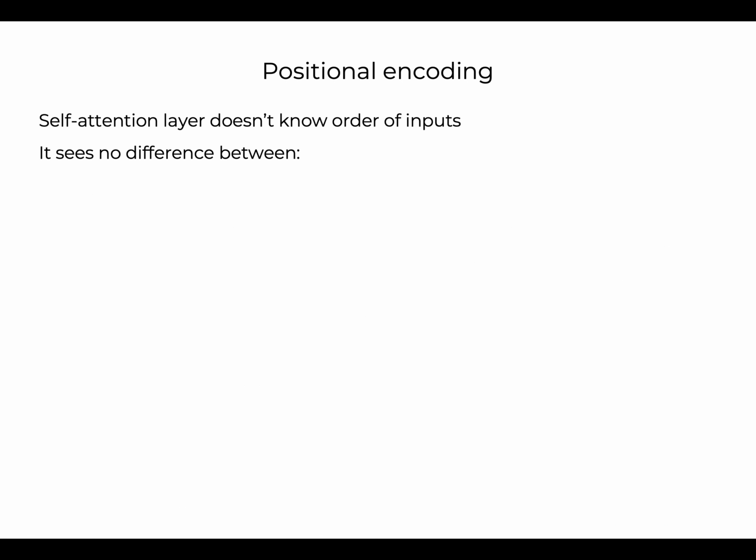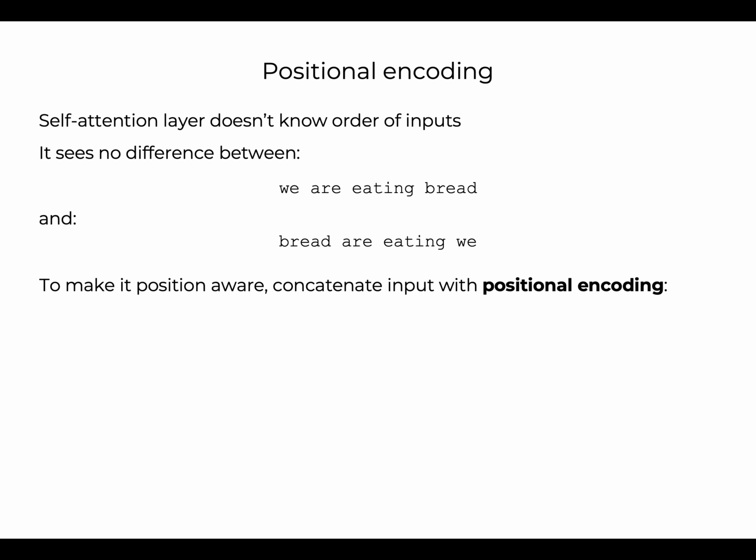So we've just said that the self-attention layer doesn't know the order of its inputs. Now this could be a problem because it would see no difference between, for example, the input sequence "we are eating bread" and "bread are eating we," which clearly has a very different meaning. So a kind of hack is used to make self-attention position aware.